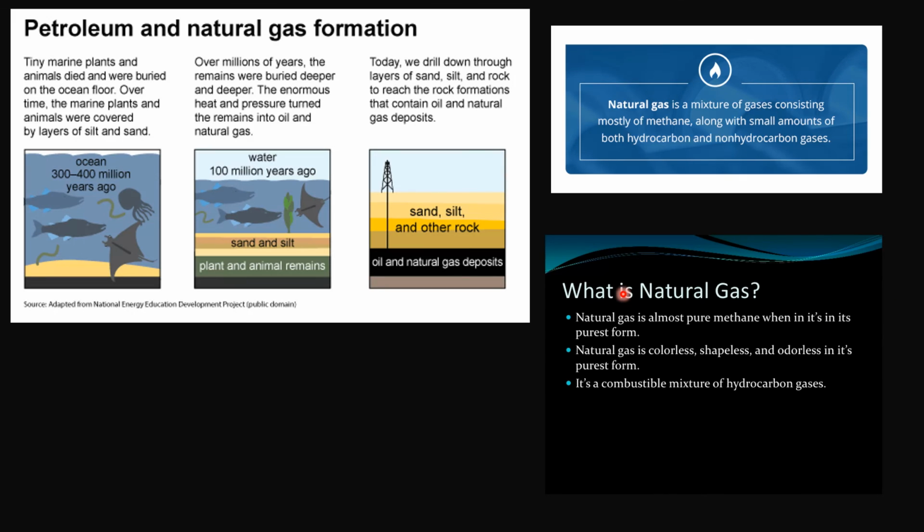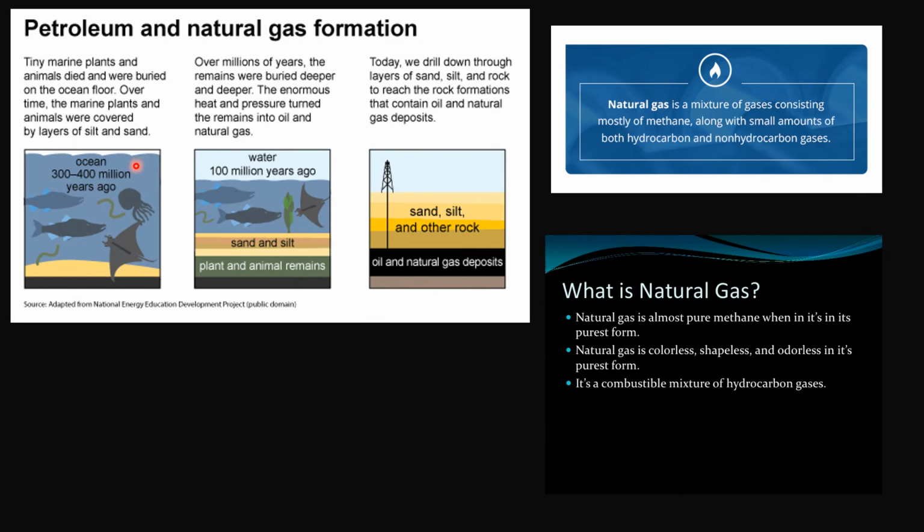So this is just showing what natural gas is. Natural gas is usually a mixture of gases underneath the ground, consisting mostly of methane, along with small amounts of both hydrocarbon and non-hydrocarbon gases. So we talked about methane last time. Methane is also a greenhouse gas, but usually the methane is first burned to produce carbon dioxide and water.